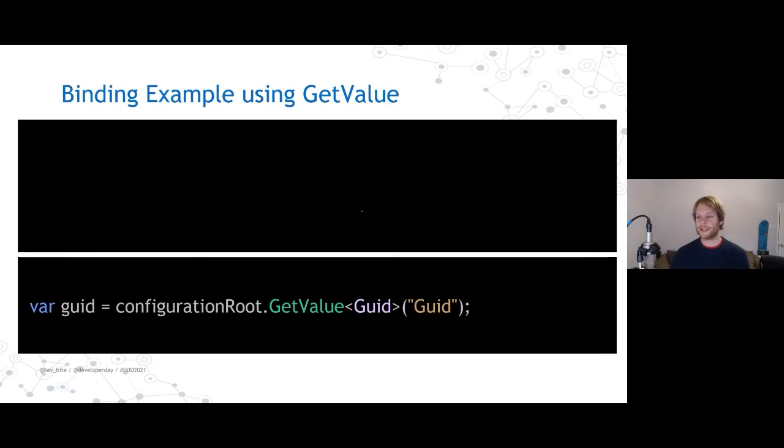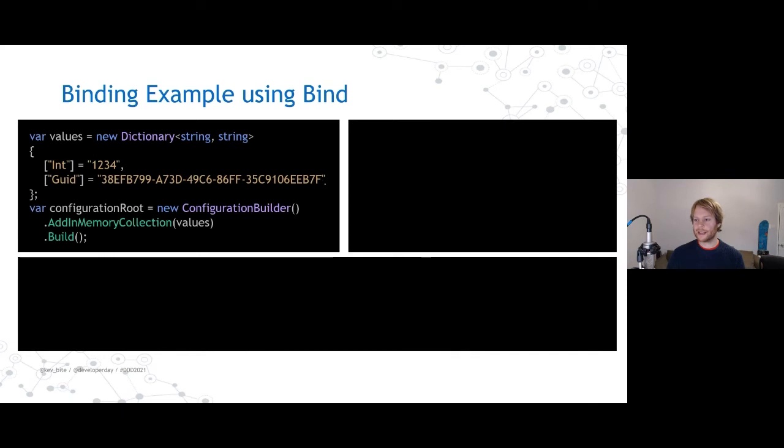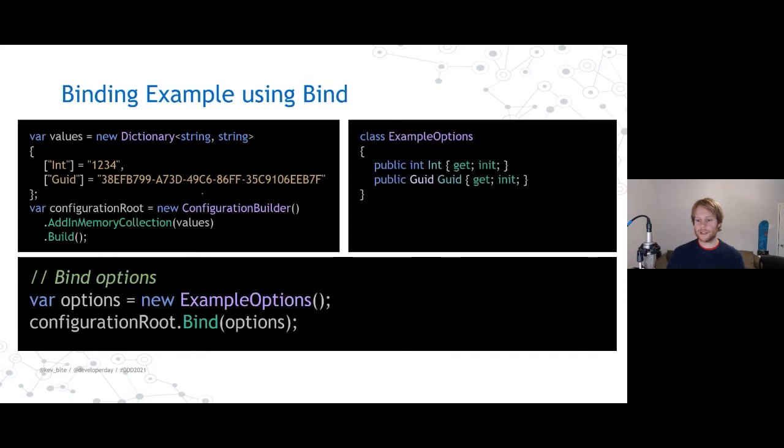These are a couple of examples of how to get data by binding instead. This is an example of adding the in-memory collection, and this time we've got a GUID, which is a string. If you want to get that after the configuration is built, we can just do a GetValue and pass in the type argument in the generic, and then pass in the key. This will give us back an actual GUID, converted from this string. There are other ways to get this as well. We can also use the Bind method and pass it an object.